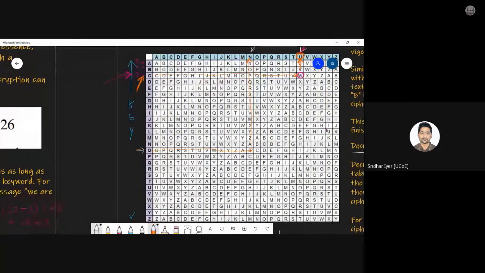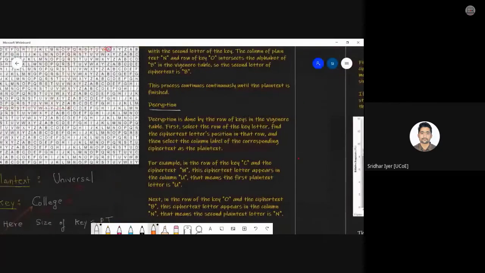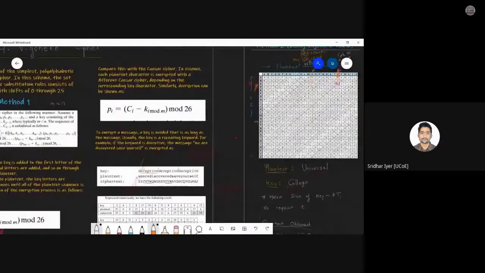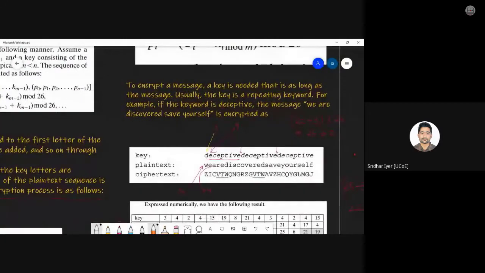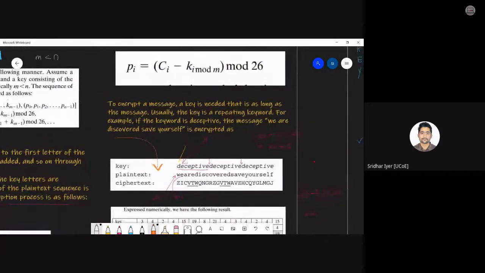Fine. So that is all about this cipher, which we call the Vigenere cipher. Any doubts with this? Depending upon how the question is asked in the exam, you can do the same thing. Now, it's a small question for you. Add this as question number 3 in your assignment number 1. Solve this question: "Deceptive, deceptive, deceptive, and we are discovered. Save yourself." Solve it using the second method and verify your answers.